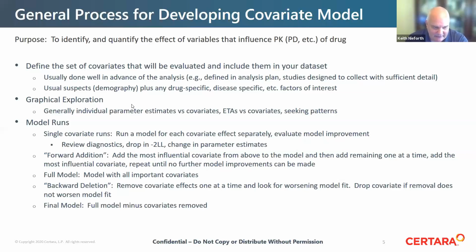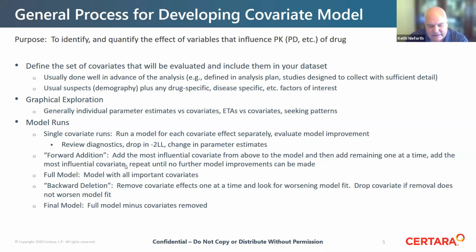There's many ways to determine final covariate models. I think in reality, 10 years from now, it's probably all going to be machine learning and automatic. I'm not the guy to contrast the various methods of covariate model development, but a very classical way is what they call forward addition, backward deletion.